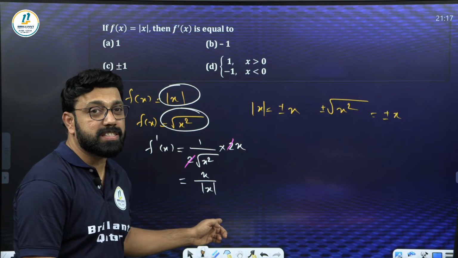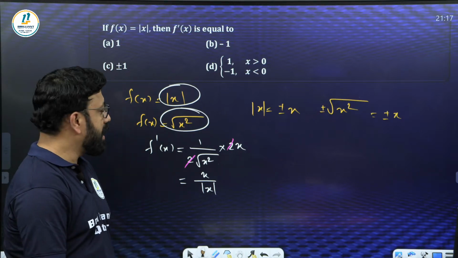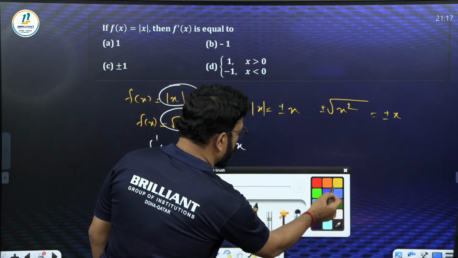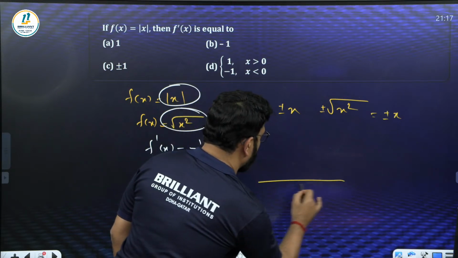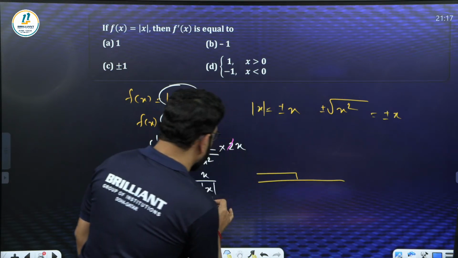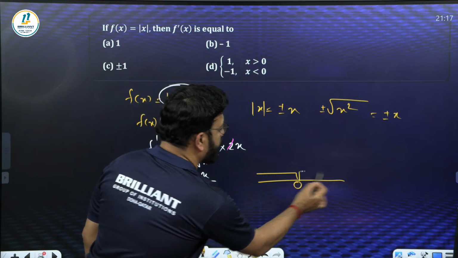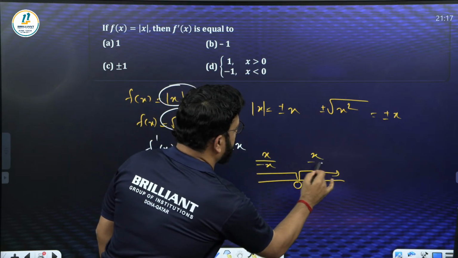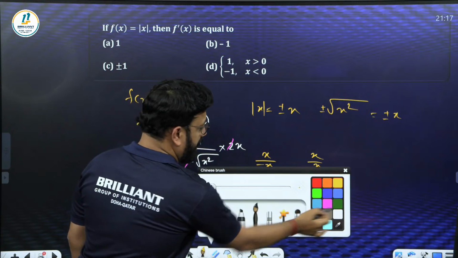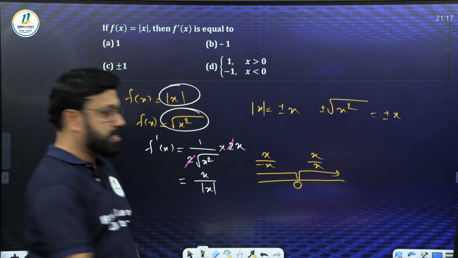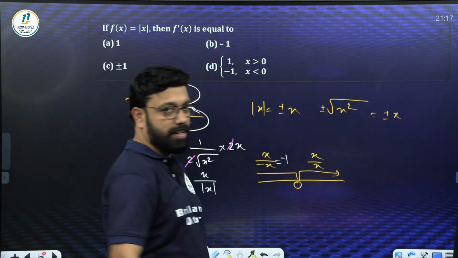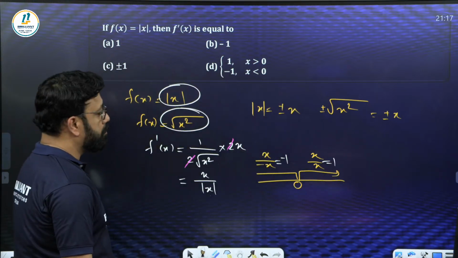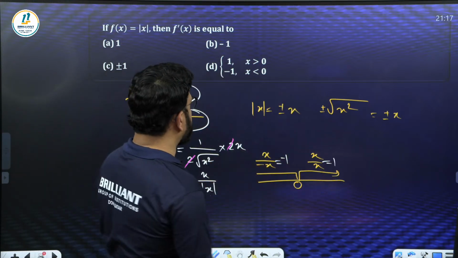What is x by mod x? Signum function. x by mod x, 0 is the critical point. Left side goes to x by negative x. Right side goes to x by positive x. What is x by negative x? That's equal to minus 1. x by x goes to plus 1. Minus 1 and plus 1.